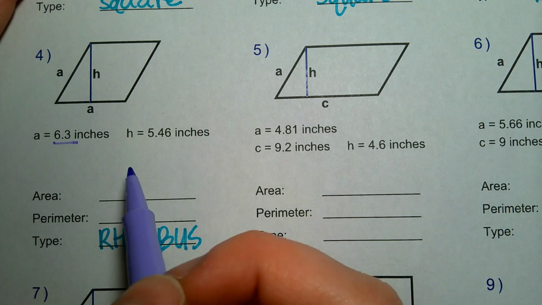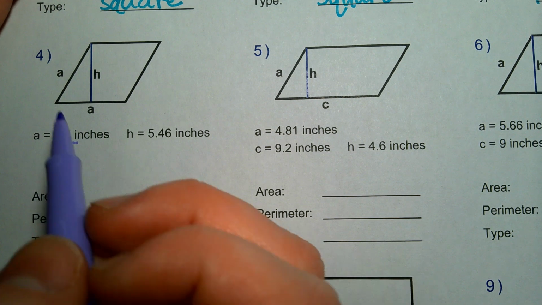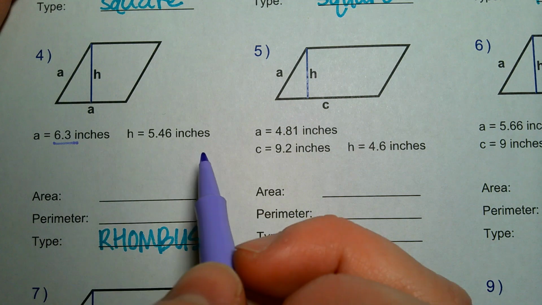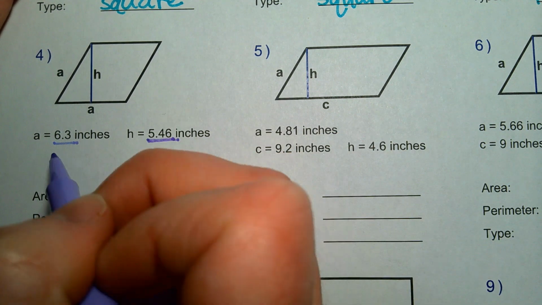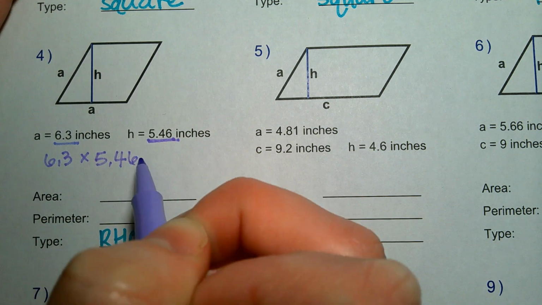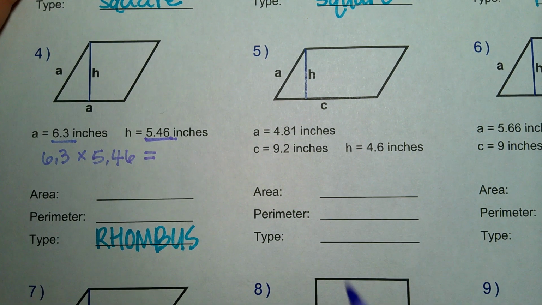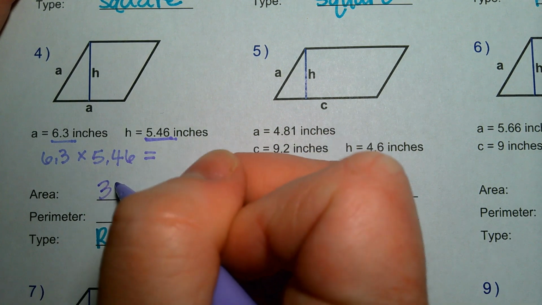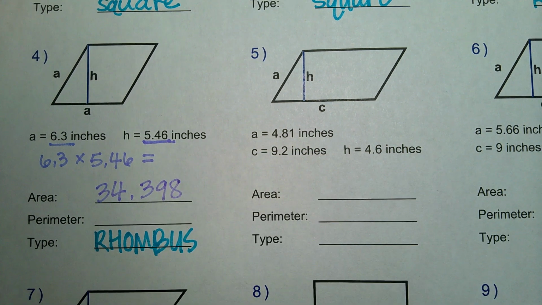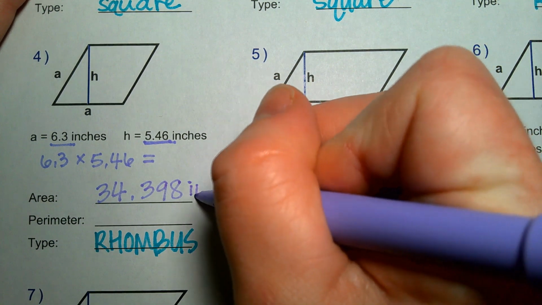You can do it all around. Oh, so that would be the perimeter. Sorry. The area is base times height. So, which two numbers do I multiply? 6.3 and 5.46. Good. And you will get 34.398. Good. 6.3 times 5.46, and that's going to give us 34.398. Perfect. And what's our units? Inches squared. Good.